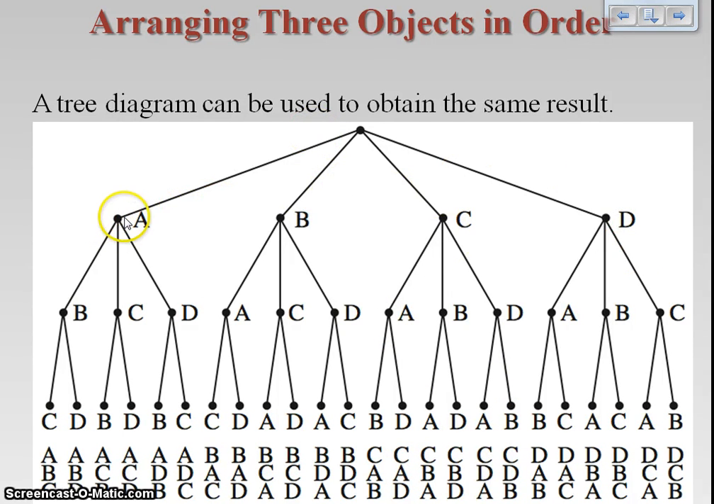Now for each A, we could have B, C, or D. For each B, we could have A, C, or D, and then so on across. Then for every AB possibility, you could have C or D. So, for instance, you could have ABC, there's one. You could have ABD, there's one. You could have ACB or ACD, there's two more, and then you do that all the way across.